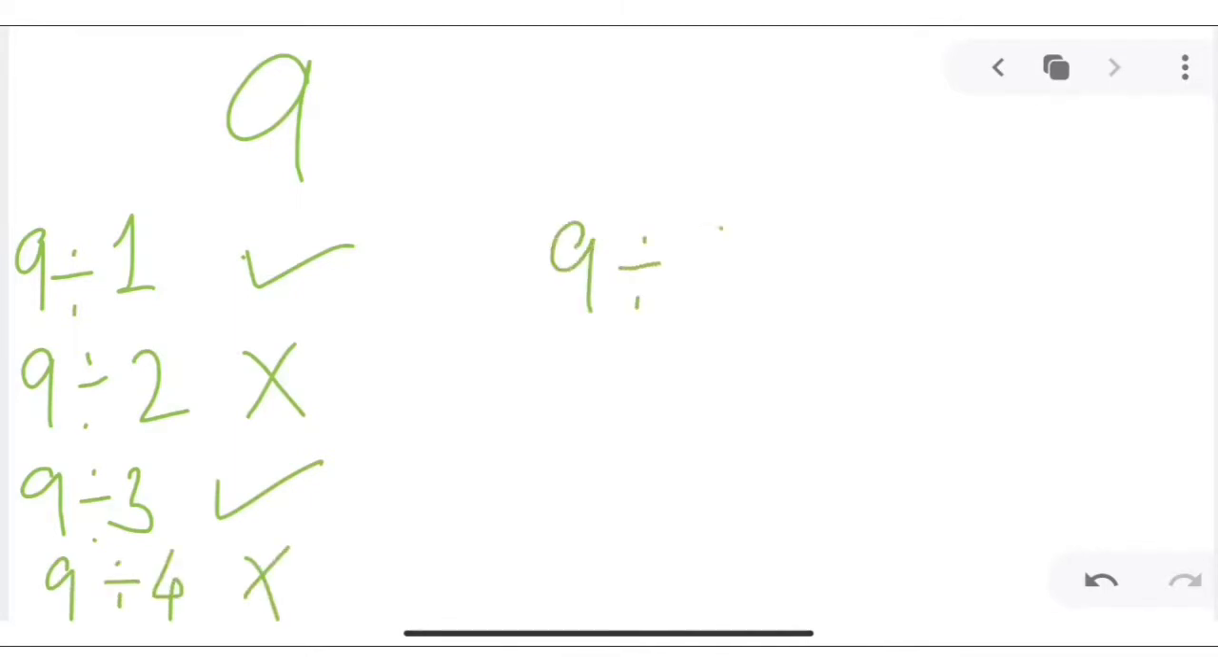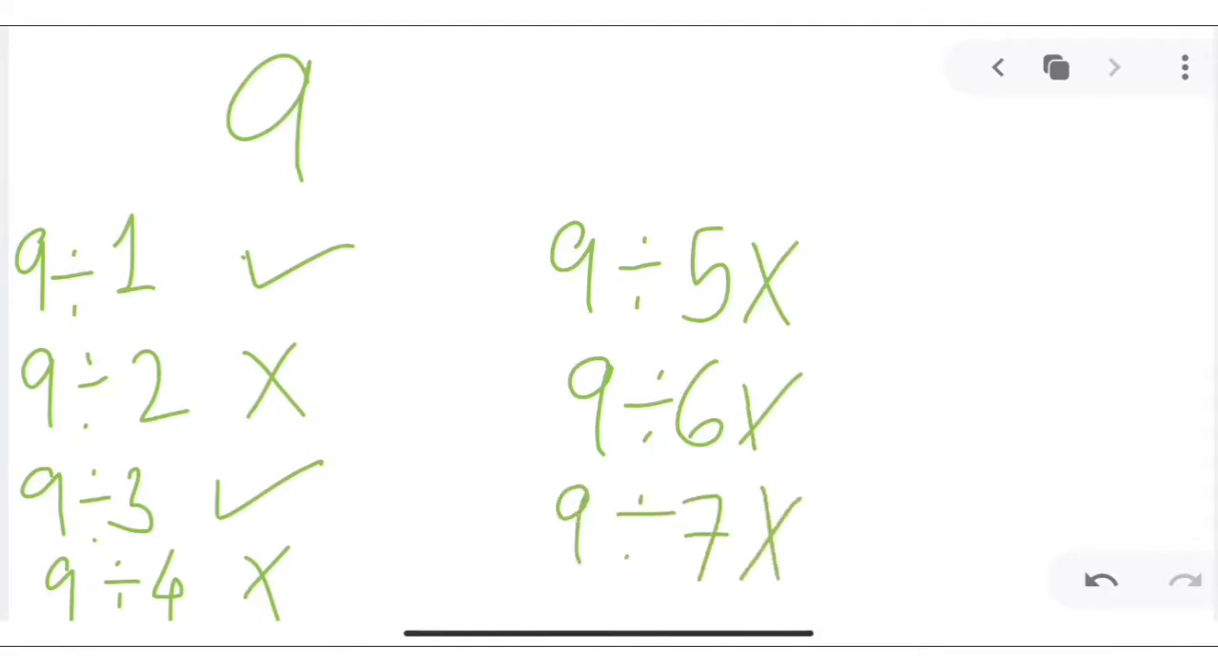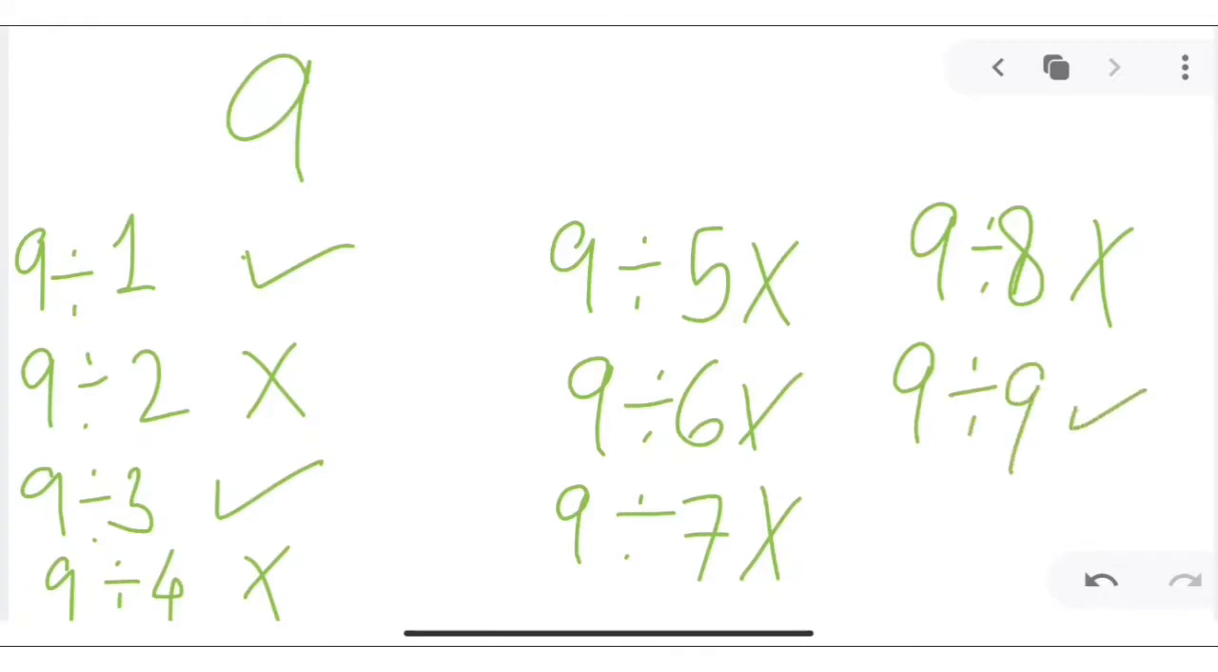When we divide 9 by 5, we do not get a remainder of 0. When we divide 9 by 6, we do not get a remainder of 0. When we divide 9 by 7, we do not get a remainder of 0. When we divide 9 by 8, we do not get a remainder of 0. Similarly, when we divide 9 by 9, we get a remainder of 0.